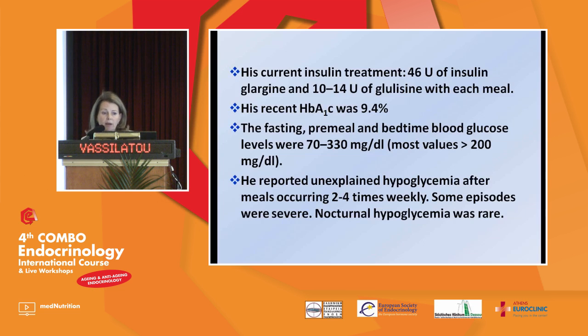His recent HbA1c value was 9.4, and the fasting, pre-meal and bedtime blood glucose levels were between 70 and 330 milligrams per dl, with most values exceeding 200 milligrams per dl. He reported unexplained hypoglycemia after meals occurring 2 to 4 times weekly, and some episodes were severe. Nocturnal hypoglycemia was rare.